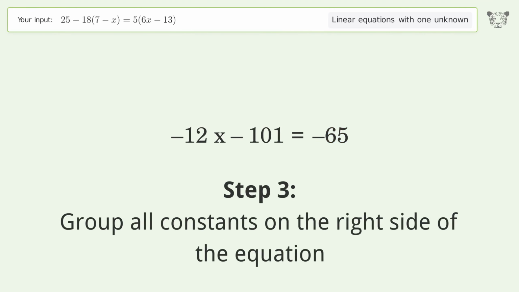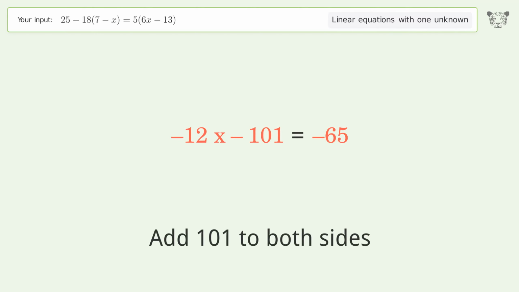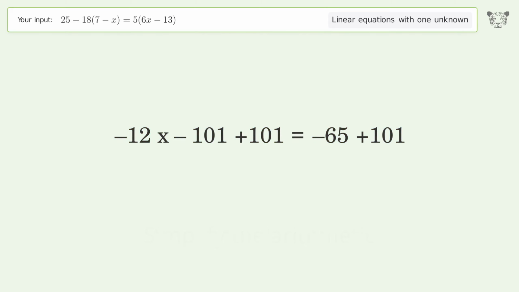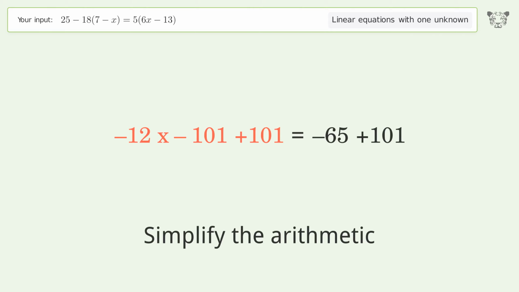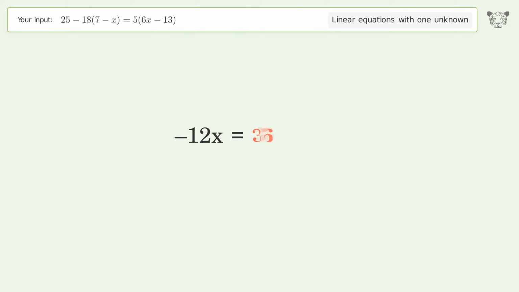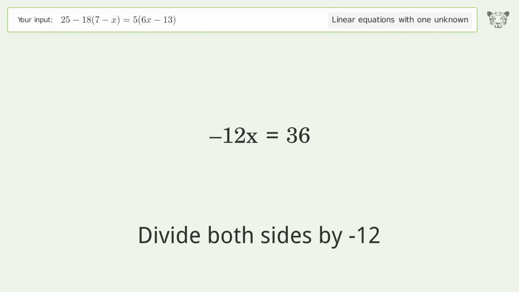Group all constants on the right side of the equation. Add 101 to both sides. Simplify the arithmetic. Isolate the x. Divide both sides by -12.